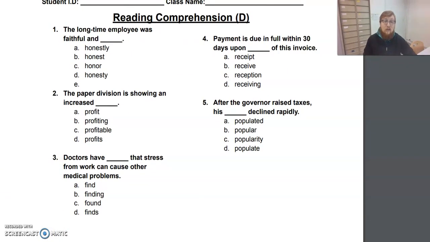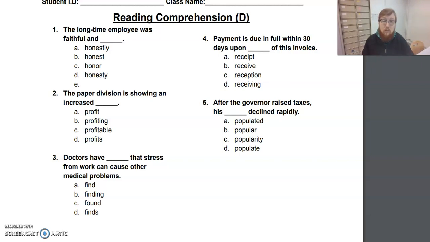The long-time employee was faithful and blank. The long-time employee was honest, honor, honesty. This is different, right? Because the options all have the same root, honest, honor, connection in the same semantic field. Whereas the suffixes are different, the ends, right? So li, or no suffix, right? So then we have adjective, or we have noun. And this can also be tricky because in this context, was honest. Honest, is it functioning as an adjective? What is it doing?